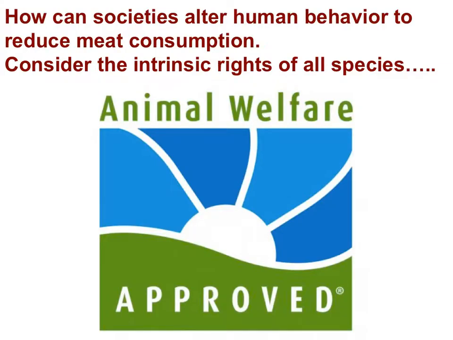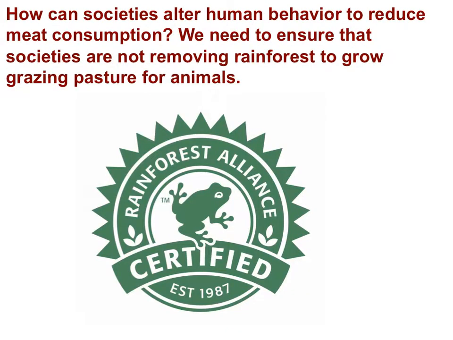As we consider our choices in food, maybe we should think about the intrinsic rights of all species. Certain NGOs are committed to protecting rainforests. We need to ensure that societies are not removing rainforest to grow grazing pasture for animals. Is the meat you eat grown on pasture that once supported a rainforest?